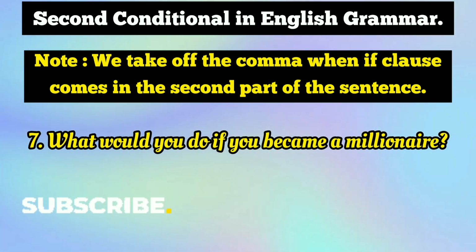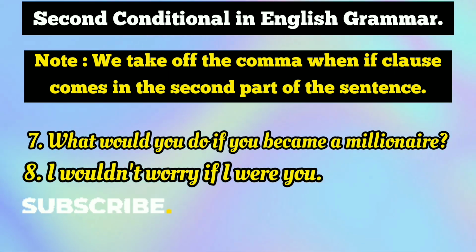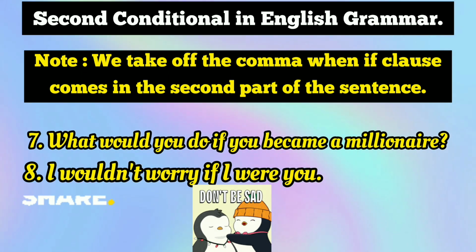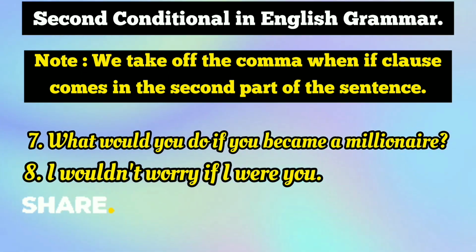The 8th example is also quite interesting. You can also make negative sentences. As you see, I wouldn't worry if I were you. So again, if I were you, the if clause is coming in the second part, so there is no comma. So I'm quite sure it's clear.